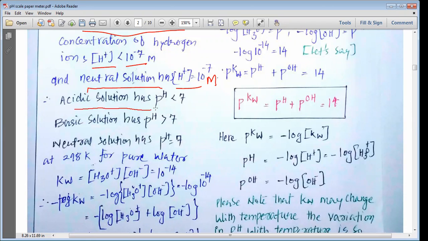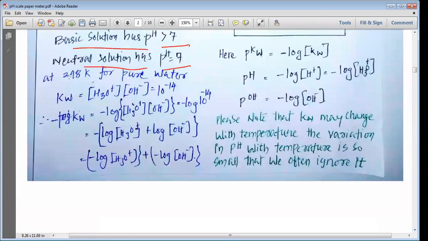So an acidic solution has a pH less than 7. A basic solution will have a pH greater than 7. But if you have a neutral solution, then the pH is equal to 7. Now we are well aware, my dear students, that at 298 Kelvin for pure water, Kw is equal to the concentration of H3O plus multiplied by the concentration of OH minus, which has the value of 10 to the power minus 14.